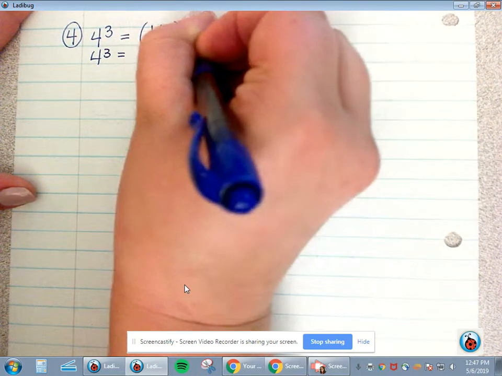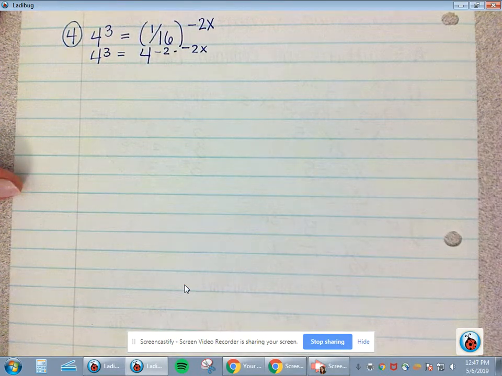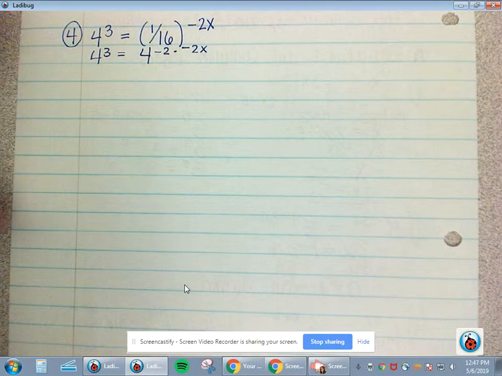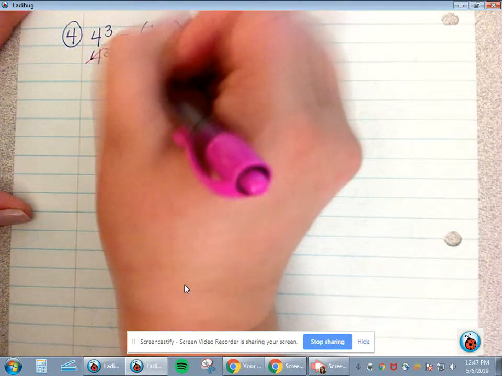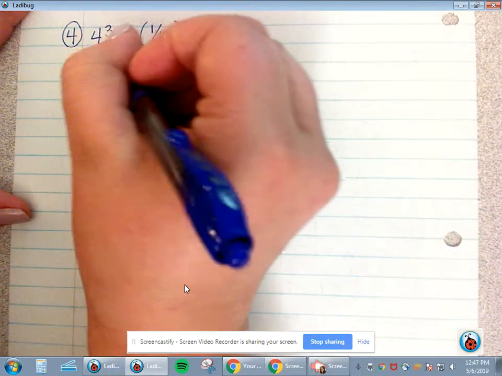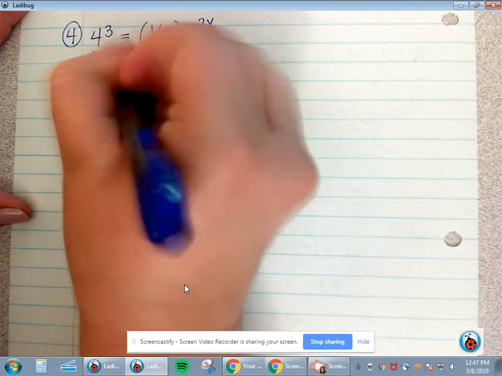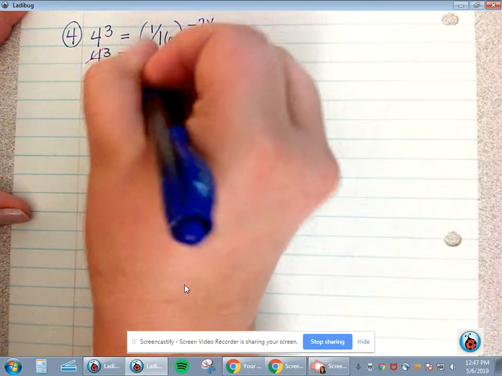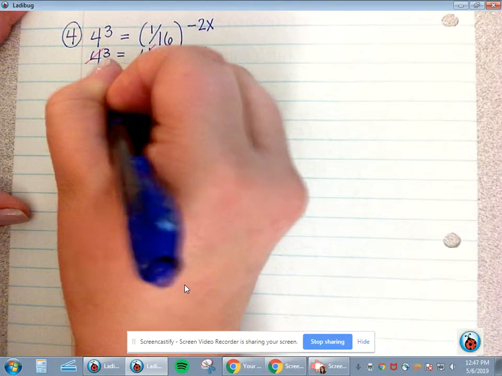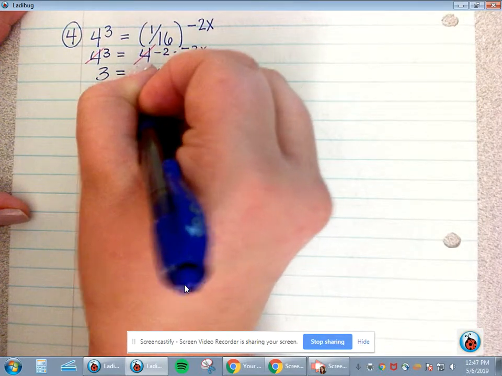And then we'll multiply by that negative 2x on the top. So we can get rid of those common bases since they're the same now. We've got 3 equals 4x. Dividing by 4, x equals 3/4.